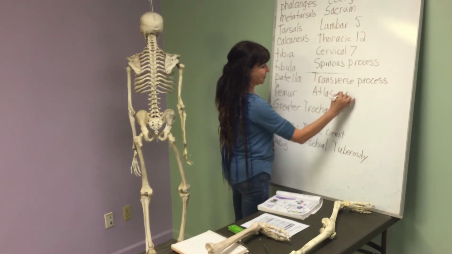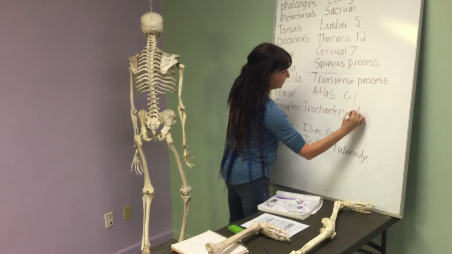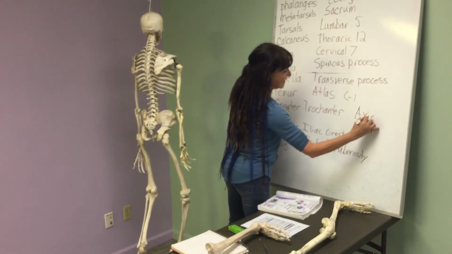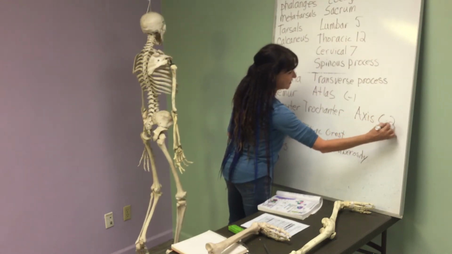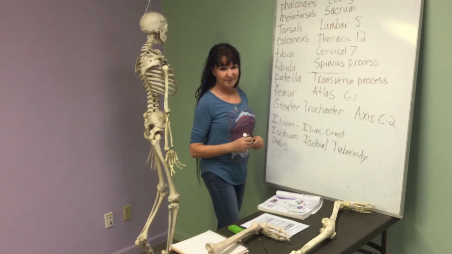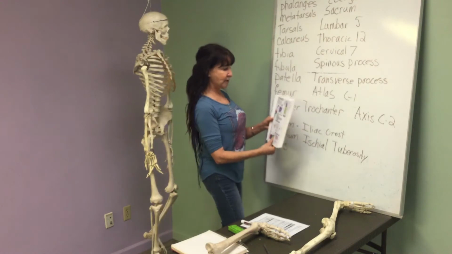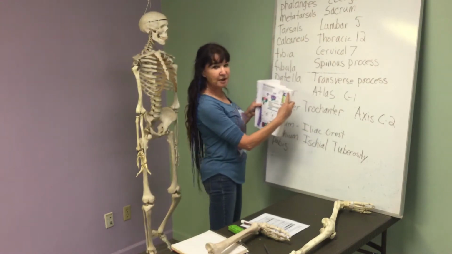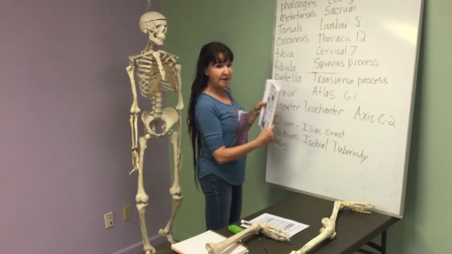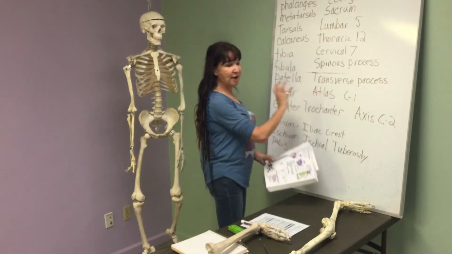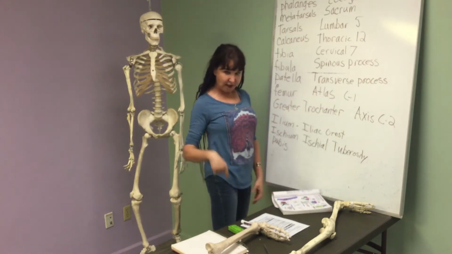Atlas, which is C1, and axis, which is C2. You'll see that also on page 25 in your coloring book. Okay, so take a couple minutes to write those three times, and then we're going to come back to do more bones.